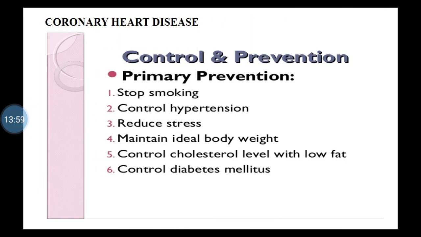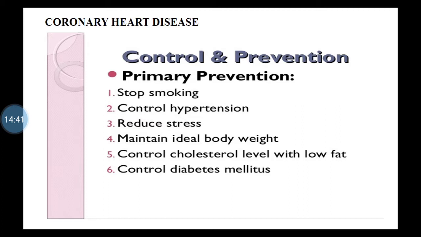Now, control and prevention of this coronary heart disease at three levels we will see. Primarily, one must avoid smoking and excessive consumption of alcohol. Then, the person also must control hypertension, reduce stress and strain in life, and maintain ideal body weight. He must control high body weight, and also control cholesterol level with low fat.